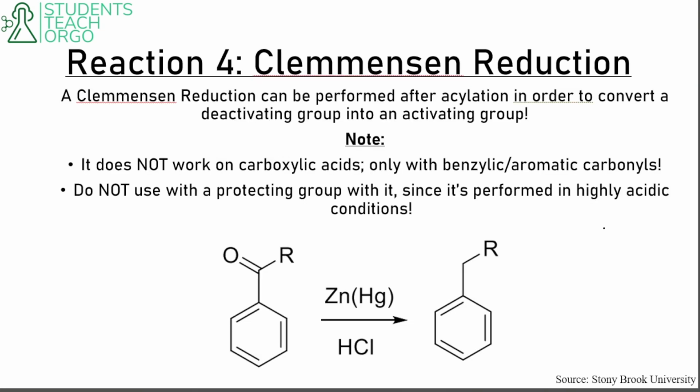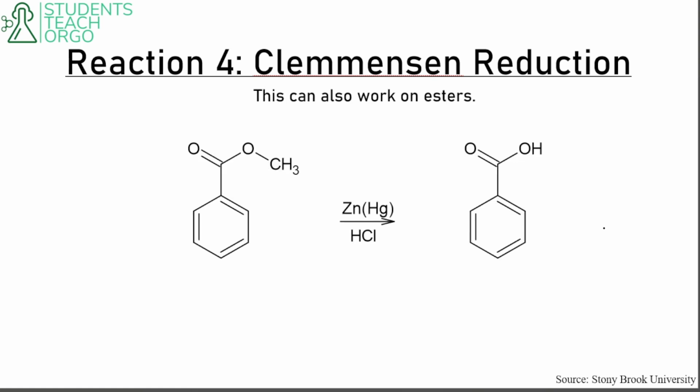All right, Clemmensen reduction. So a Clemmensen reduction, what is this? It can be performed after acylation. So you can basically get rid of the carbonyl. It's very useful because you can convert a deactivating group into an activating group. It does not work in carboxylic acids though, only with benzylic/aromatic carbonyls. Okay? Don't use it with a protecting group on it because it's performed in highly acidic conditions, and we'll show you in the next few slides why you'd want to do that. But just don't use a protecting group, right? Don't have a protecting group on and then do this because it's going to remove your protecting group as well. And this can also work on esters.